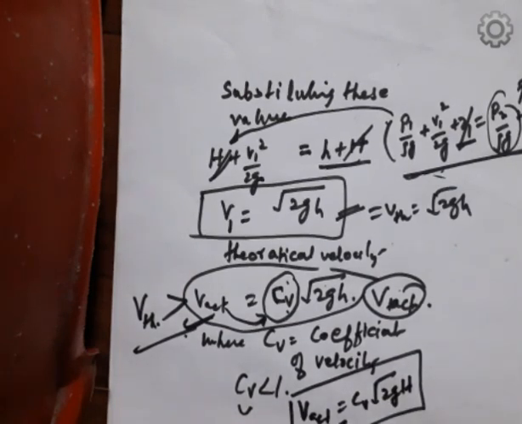So this is the formula for the velocity, so from this we can find out the velocity from the Pitot tube, and after that, using the continuity equation, we can get the discharge. So hope you have understood it.